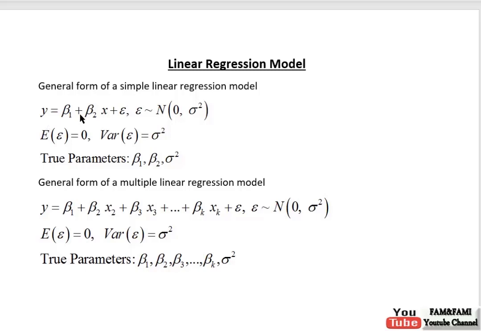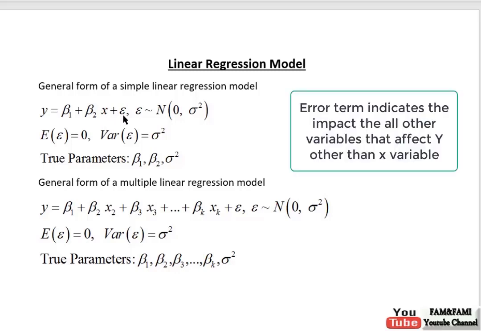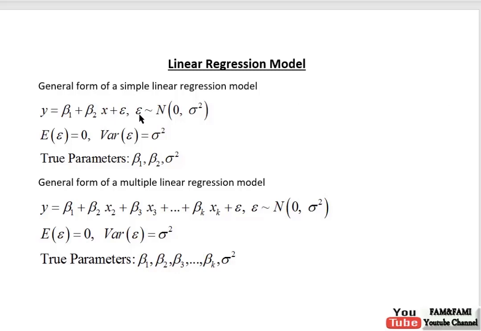Y is equal to beta 1 plus beta 2x plus epsilon, where y is a dependent variable and x is independent variable, and beta 1 and beta 2 are two regression coefficients, and this epsilon is an error term which shows the impact of all the other variables other than this x. And epsilon is assumed to be normally distributed with mean 0 and variance sigma square.